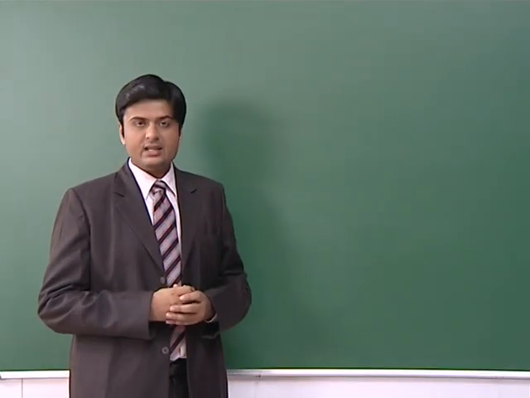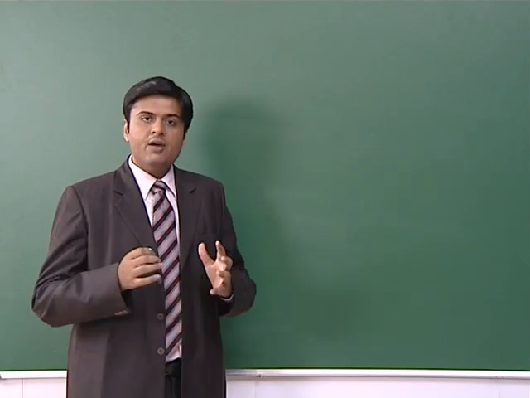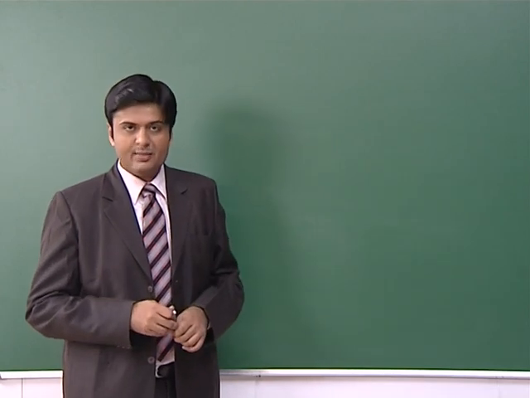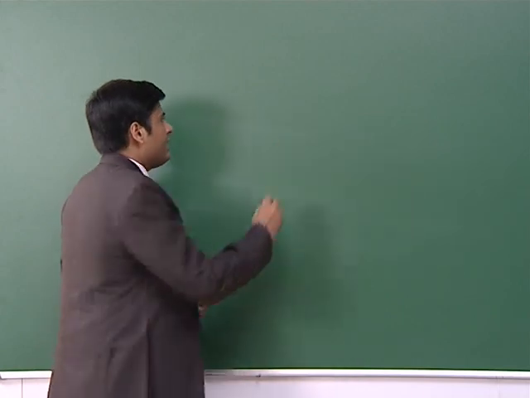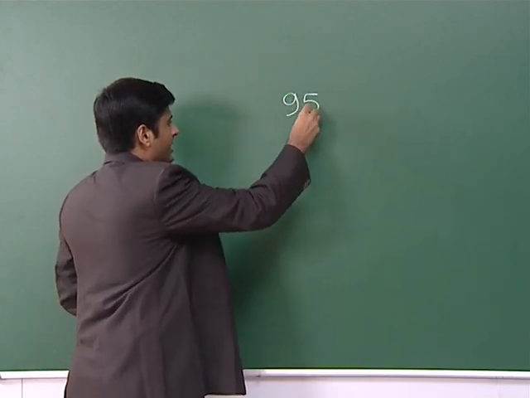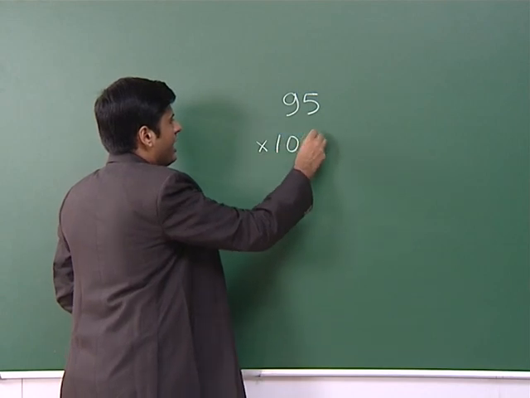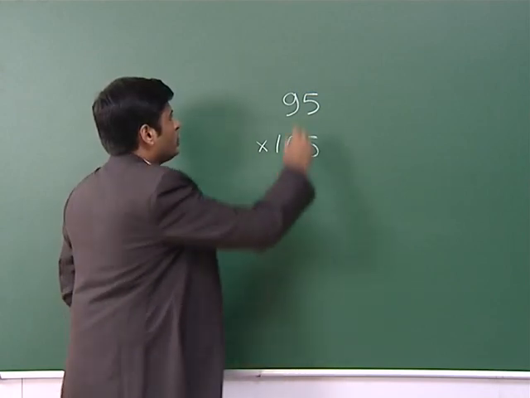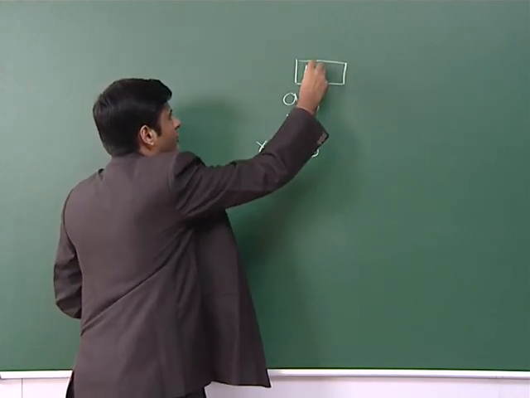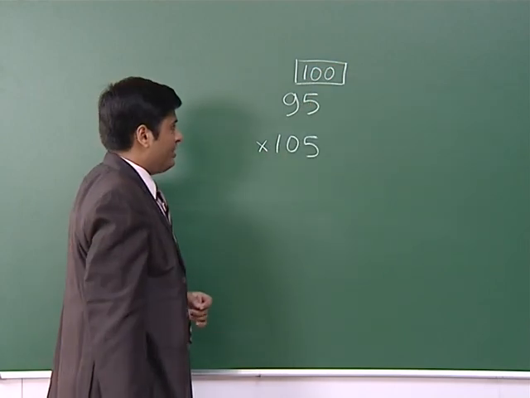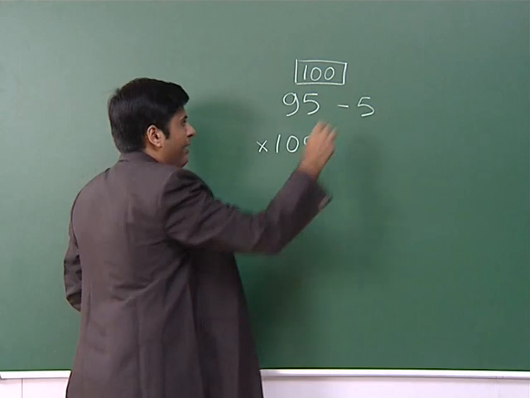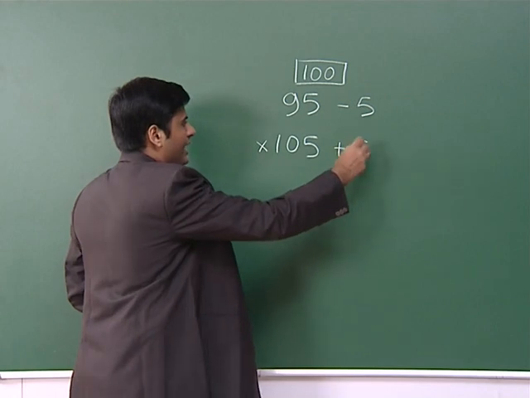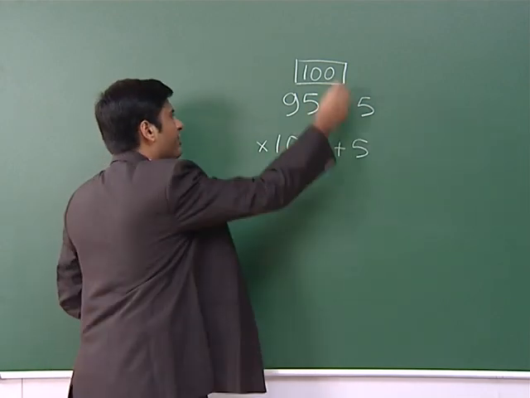Friends, we now come to the last example of our study on the base method, where we will see how to multiply when one number is below the base and one number is above the base. Let us see how that is done. Suppose I have to multiply, say, 95 by 105. Both these numbers are closer to 100, so the base in this case will be 100. But the difference here is minus 5 because 95 is 5 less than 100, and the difference here is plus 5 because 105 is 5 more than 100.